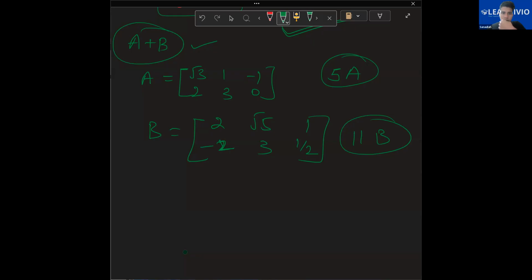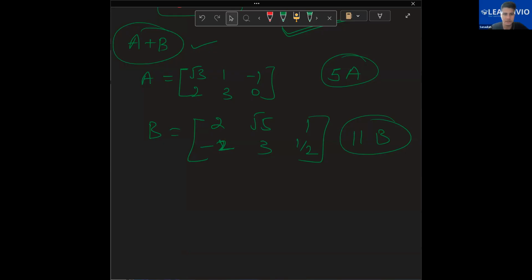Your mic is off. 5 root 3, then 5, then minus 5, then 10, then 15, then 0. And for the second one? Second one, 22, 11 root 5, 11, minus 22, 33, and 11 by 2. Right. Okay, so scalar multiplication is also clear.